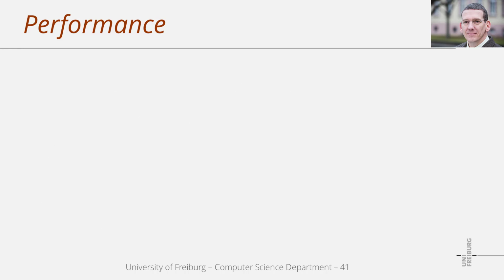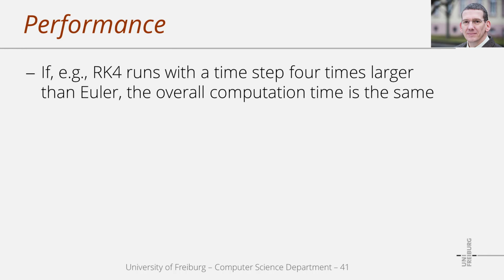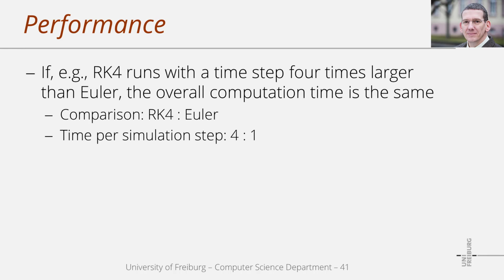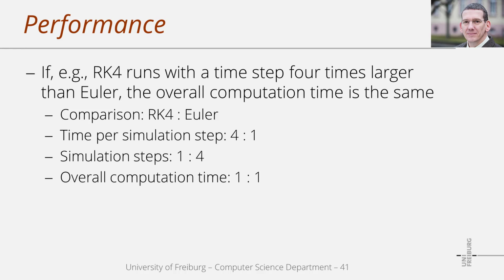Now we have seen that we are interested in maximizing the ratio between time step and computation time. This idea is illustrated here in an example where Runge-Kutta 4 runs with a time step that is 4 times larger than the time step for Euler. In this case, the overall computation time is the same for both simulations. And here we see the reason. Runge-Kutta computes 4 derivatives and is 4 times as expensive as Euler per simulation step. On the other hand, Euler requires 4 times more simulation steps as Runge-Kutta because the time step in Runge-Kutta is 4 times larger. Finally, these two aspects cancel and the overall computation time is the same.